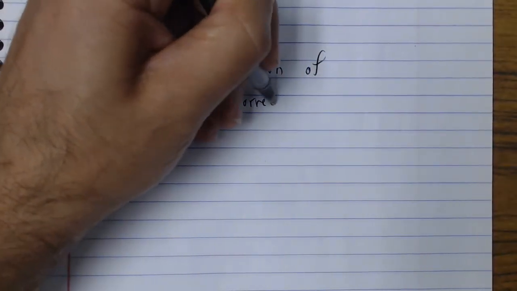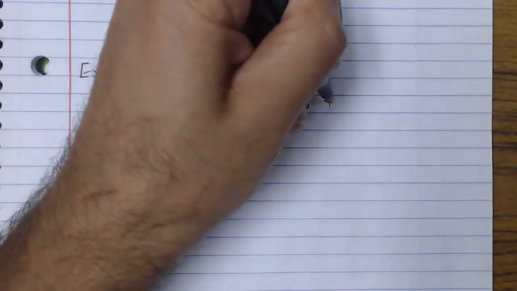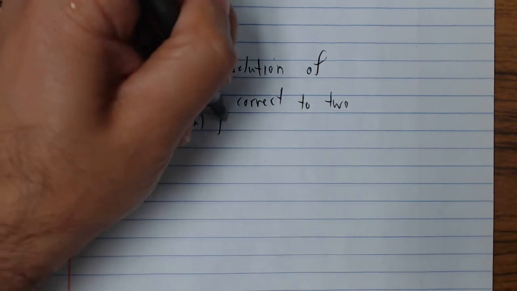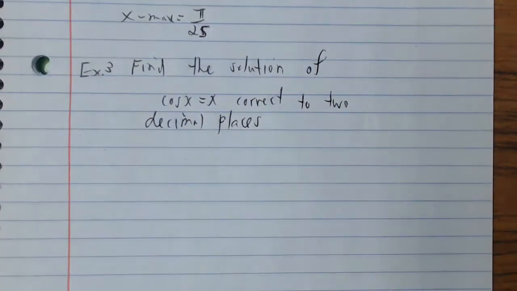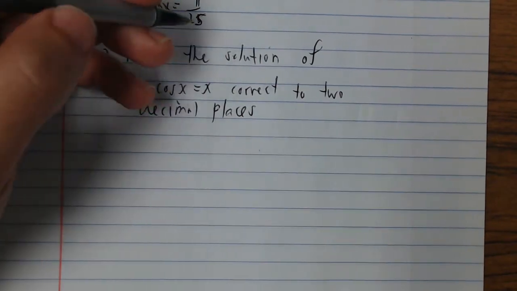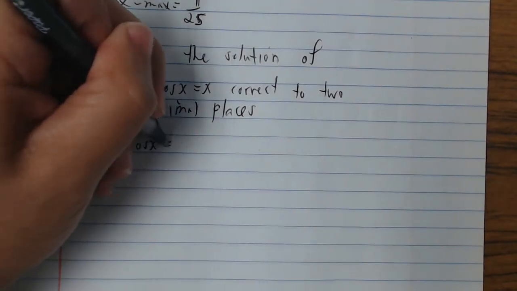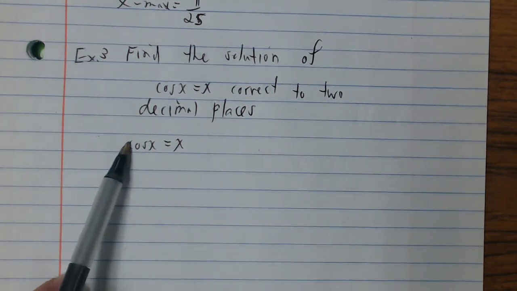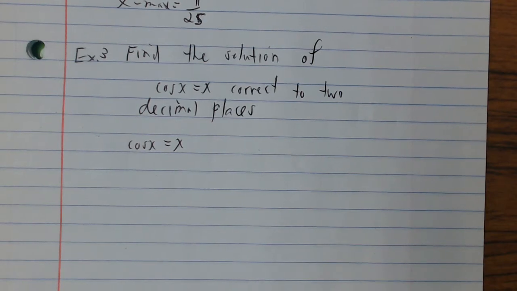Correct to 2 decimal places. Okay, so the first thing I want to do is this. Well, here's what we have. We have cosine of x equals x. And see, if you go back to your analysis skills, you knew that anytime you're asked to solve for x, you try to isolate the x's to one side. And that's exactly what we're going to do.